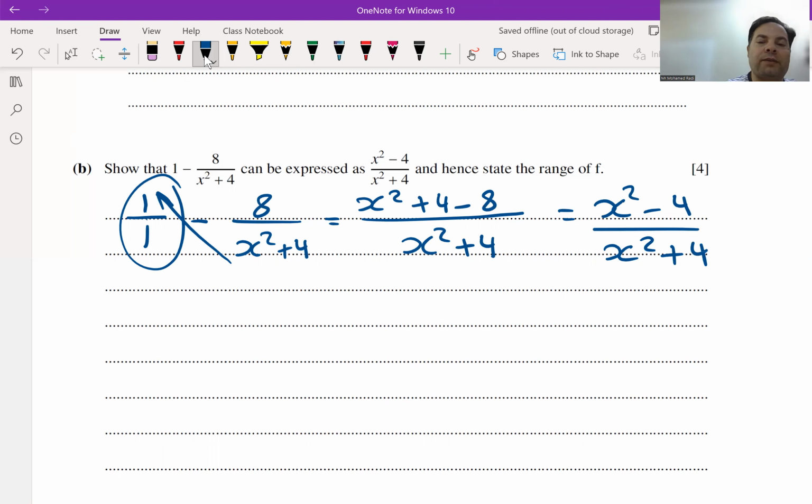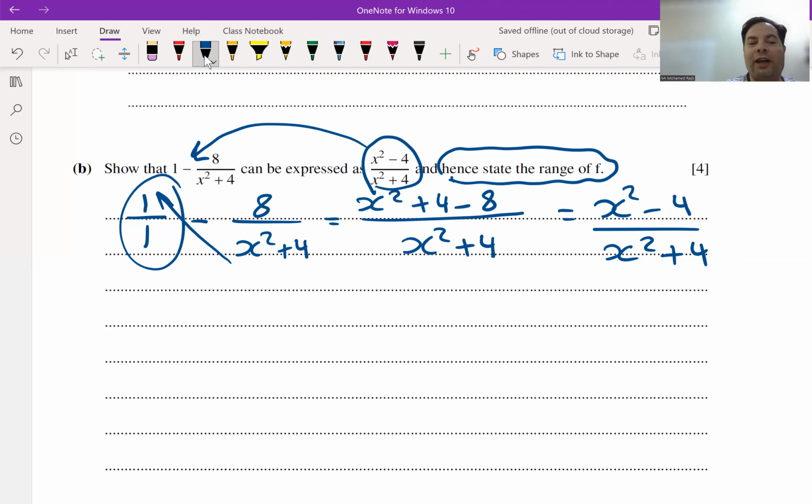This is the first part. Hence, state the range of f. I told you many times, you cannot understand the range without recognizing graphs, sketching graphs. So this is why the examiner asks you this part, to split it into this part. For A2 level students, you can use long division, x squared minus 4 divided by x squared plus 4. You can start from the second to show that it's the first. But how to start from left to right? By writing as a single fraction.